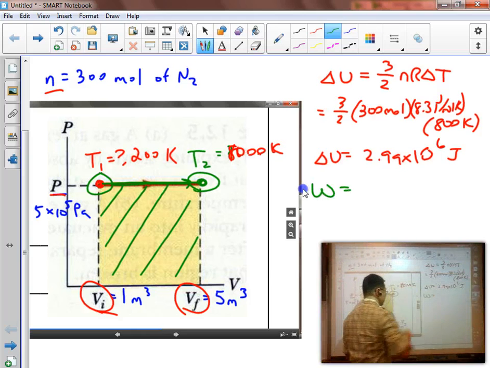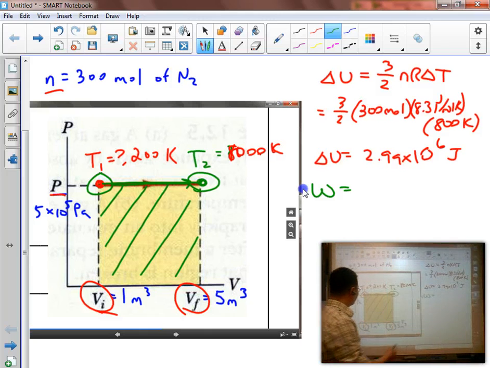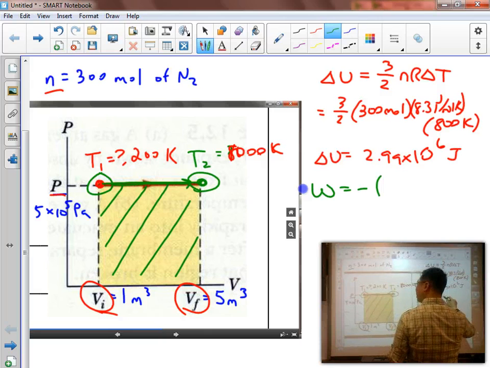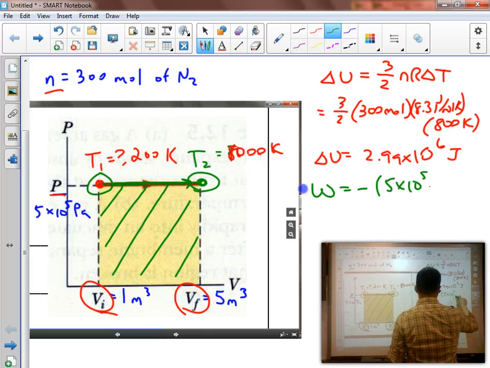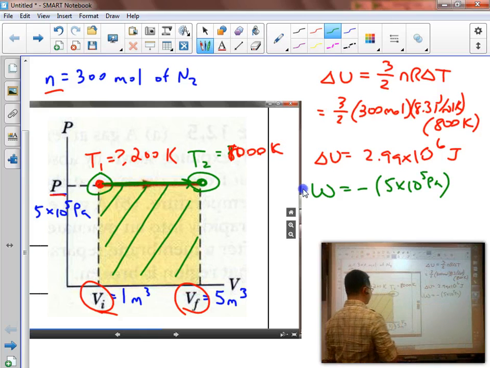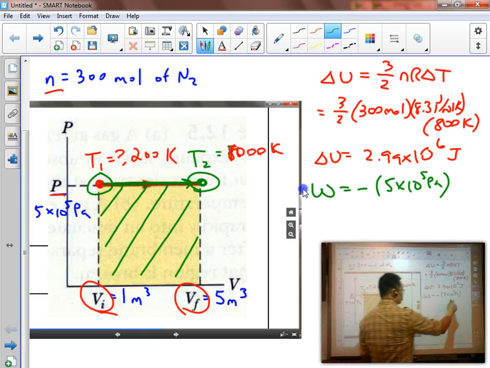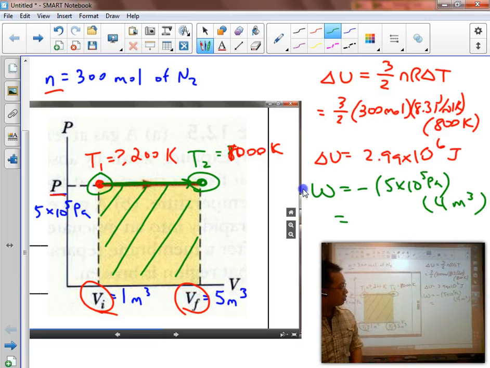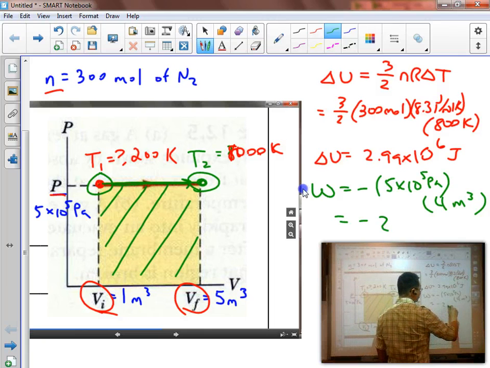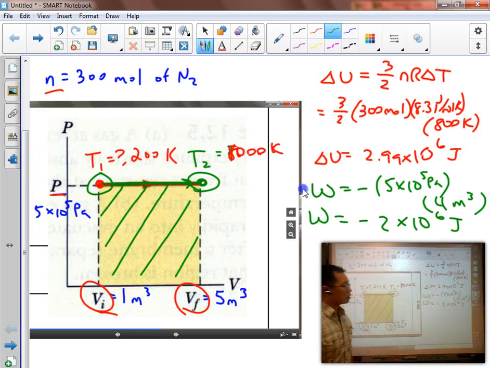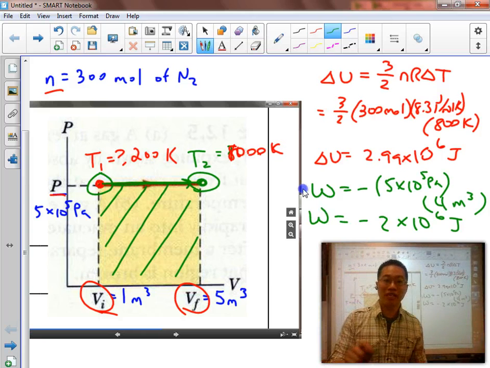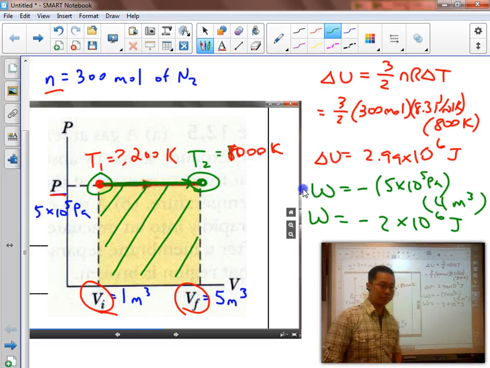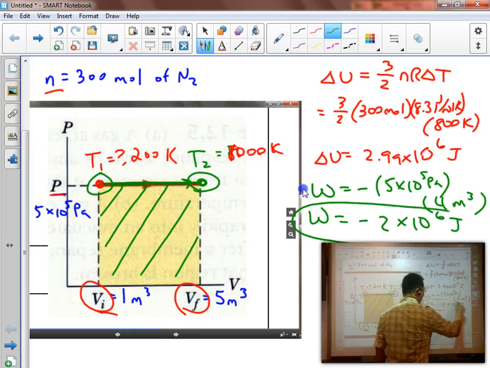Work, in this case, we could use P delta V because it is a constant pressure, but I'm simply going to write out it's going to be negative 5 times 10 to the 5th pascals, which is the height of the rectangle, times the base, which is 4 meters cubed, which ends up equaling negative 2 times 10 to the 6th joules. Remember, it's negative work simply because the volume is expanding. But we now have the work.